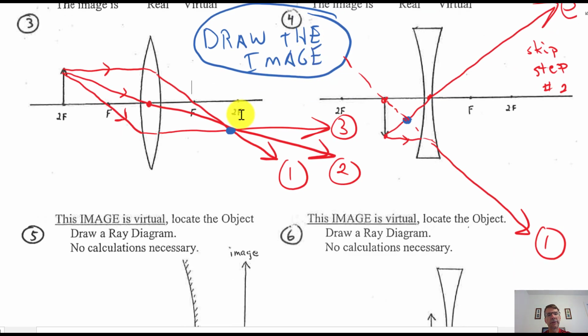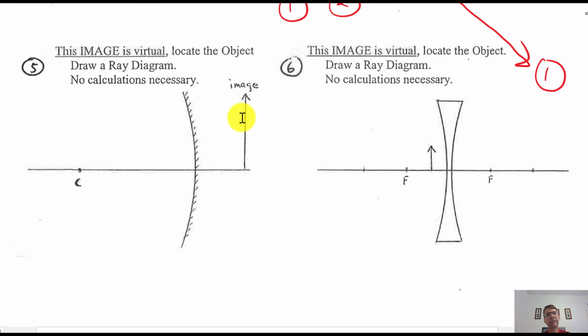All right, number 5. Here we have the image, and it's virtual. Okay, so this one is tricky. We have to find where the object is. In general, the easiest one to line up is the one that's with C.